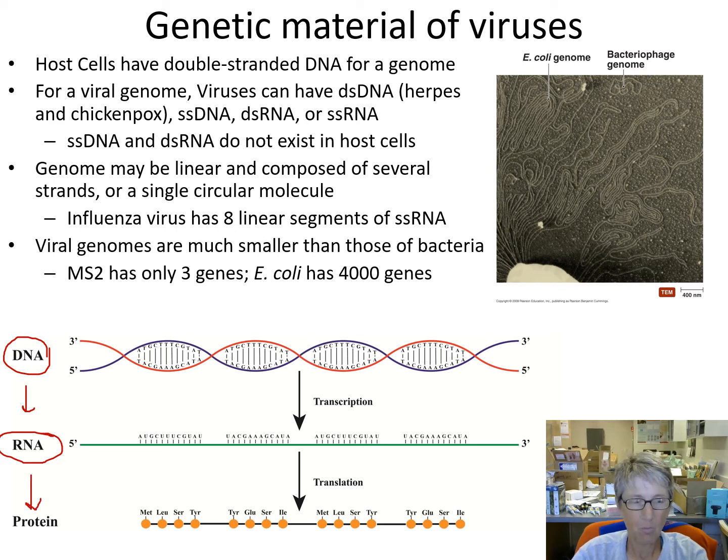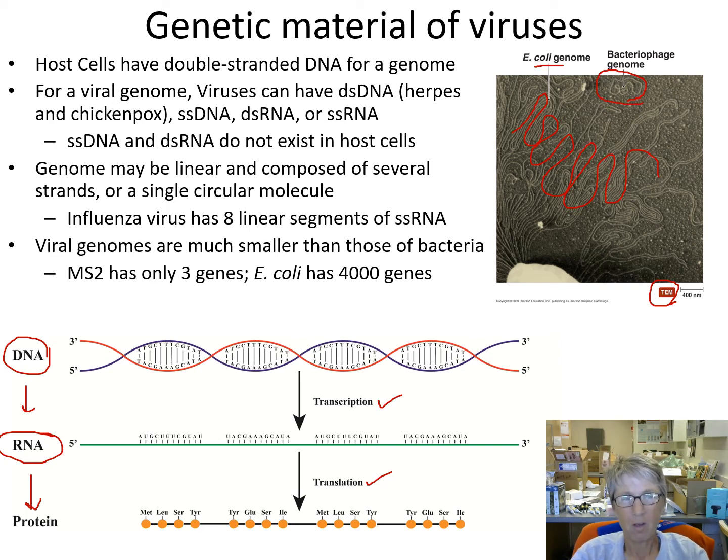So we've gone over this in previous lectures. When DNA is making RNA, that's called transcription. When RNA is making a protein, that's called translation. And then this is a transmission electron micrograph of the E. coli genome. So all this stuff is circular DNA of E. coli. And then this little piece right here is the genome of a bacteriophage, aka a bacterial virus.